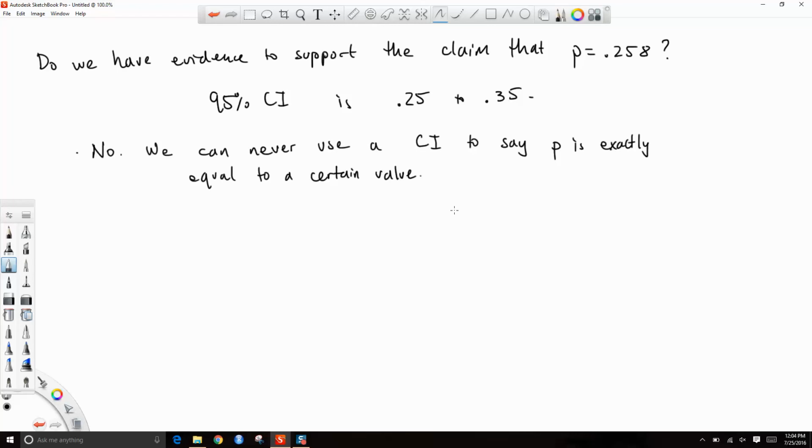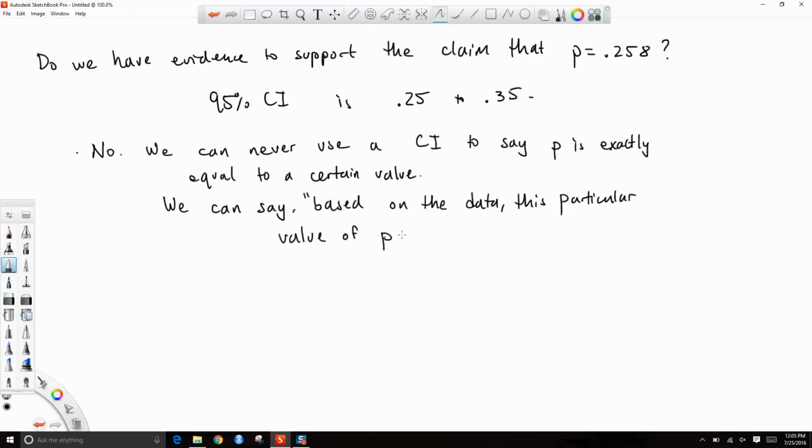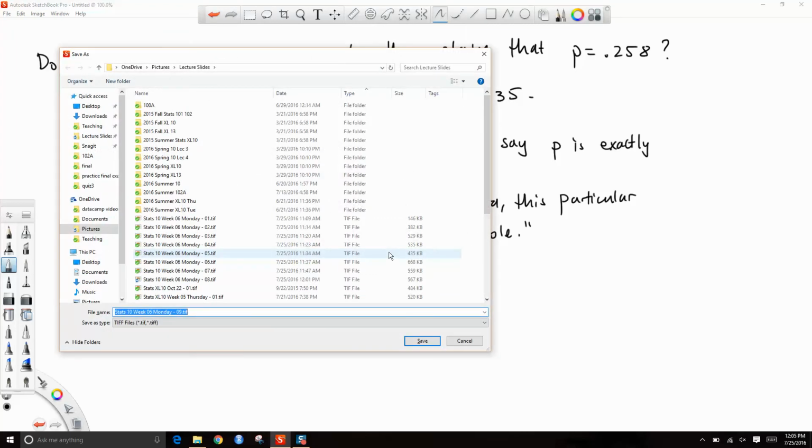Based on the current data, this value of P is plausible. But it never says that P is going to be equal to this value, okay? We can say, based on the data, this particular value of P is plausible. But we can never say that P is exactly equal to some value.